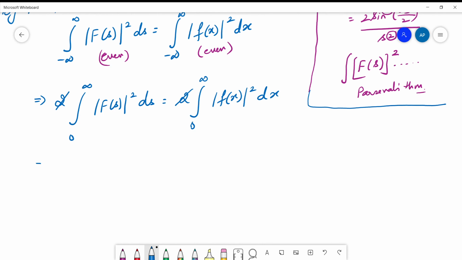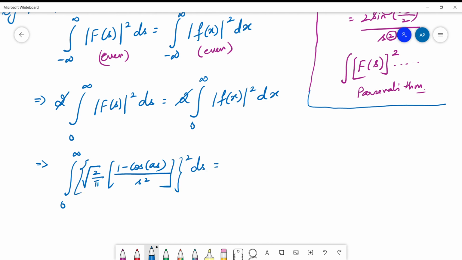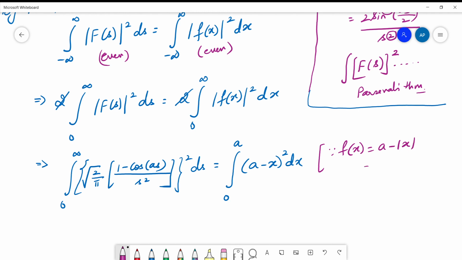Now let me substitute the limits. As I said, for s the limits will be only from 0 to infinity, and f of s the whole square is actually root of 2 by pi into 1 minus cos of as by s square, the whole square, isn't it? So this the whole square ds, and here the limits will be from 0 to a, because x varies from minus a to a, but the lower limit is 0, and this becomes a minus x the whole square dx. What is the reason? Since f of x is equal to a minus mod x, which is nothing but a minus x in the interval 0 comma a.